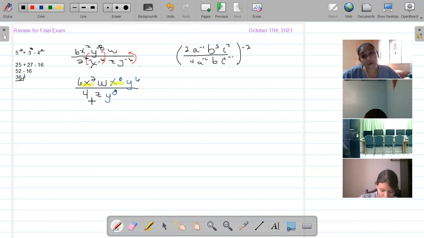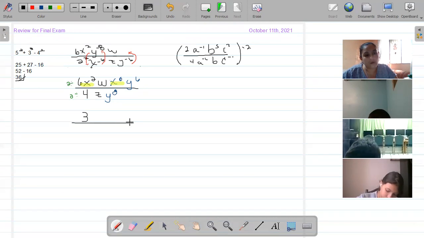Now the 6 and the 4 can be simplified as well. They can be divided by the same number. By what same number can they be divided? They can be divided by 2, okay? Both of them can be divided by 2. So I'm also going to simplify that. So 6 divided by 2, that's 3. And 4 divided by 2, that's 2.